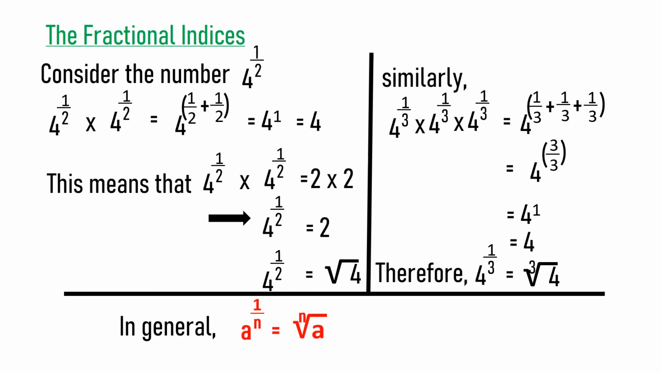In general, a power 1 over n is the same as the nth root of a, and this is the fractional index. n must not be 0 for this to be true. An important note: suppose we have a power m over n. This is now the same as the nth root of a raised to power m.